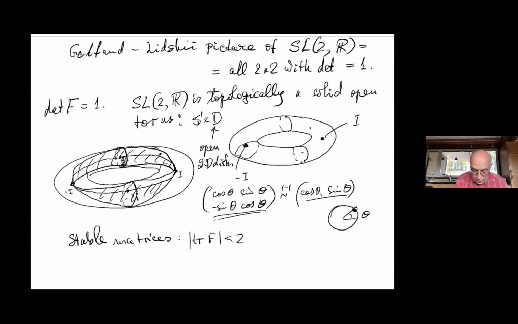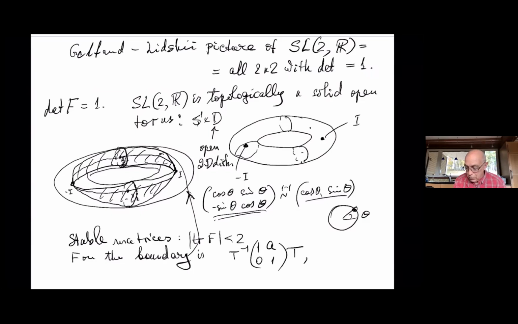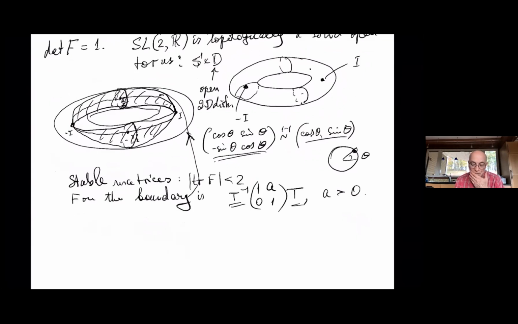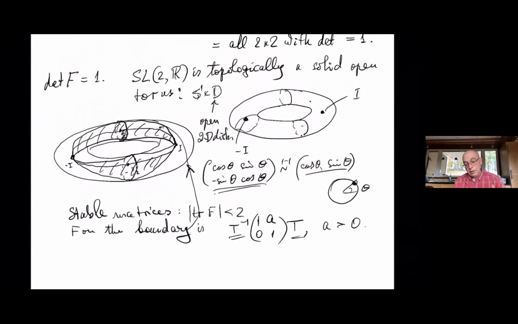Matrices on the boundary, for example, here, right? This matrix here is similar to, and is of the form, 1, 1, 0, A with positive A. It's a matrix which is a shear, but in some direction which depends on this matrix. Okay, so let me just prove this statement, the Gelfand-Lidskii theorem, that the matrices of determinant 1 form a torus.